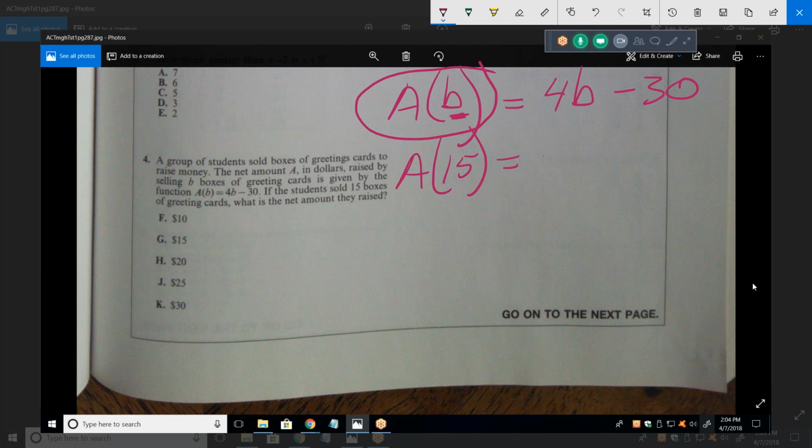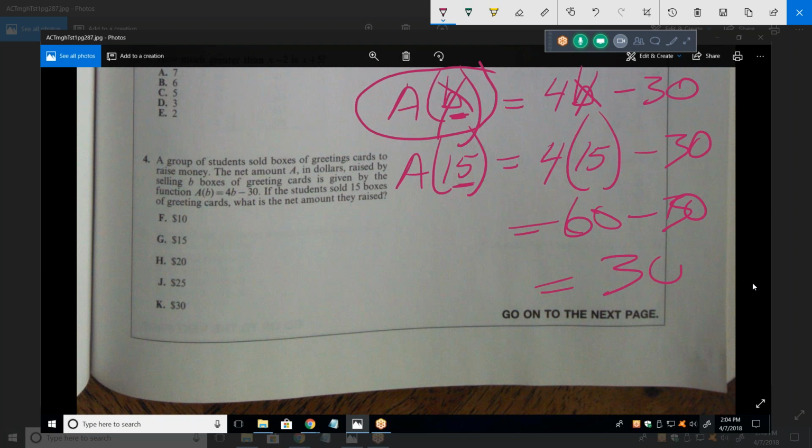If this was a of x, then that variable would be x. Okay. And when you say, well, what is a of 15? All it means is you substitute the number 15 for whatever the variable is. You get 60 minus 30, which is 30. Okay. That makes sense. Okay? Thank you. All right.